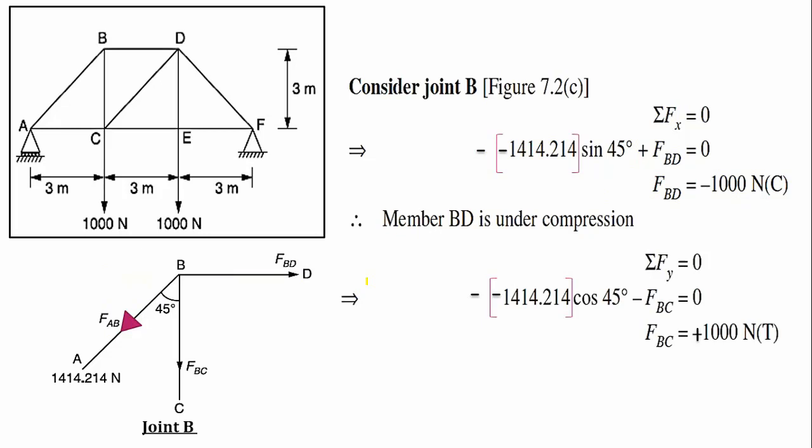Next we apply another condition of equilibrium, that is summation of F of y is equal to 0. Again we have to resolve this force F AB along the y direction, F AB cos of 45 degrees. As it is moving downwards, therefore minus F AB cos of 45 degrees. F AB value is minus 1414, so minus of minus becomes plus, cos of 45, minus F BC is equal to 0. If you solve for F BC, you will get the answer as plus 1000 newtons. Plus means the member is in tension.